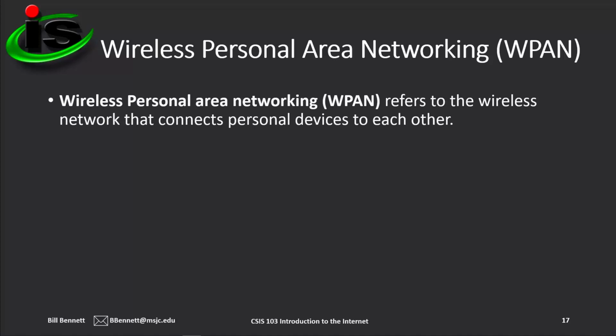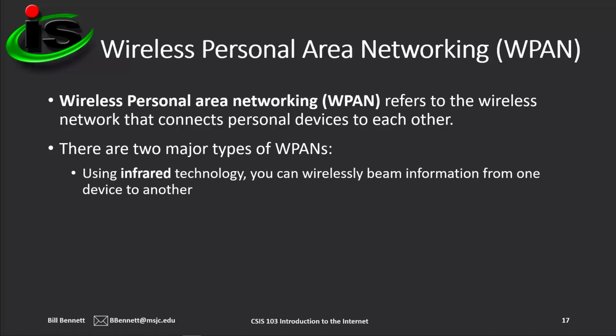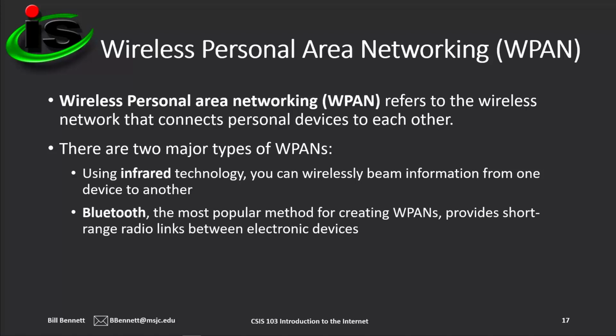Wireless personal area networking refers to the wireless network that connects personal devices to each other, such as a connection between a smartphone and a smartwatch, or between a tablet and a printer. This is in contrast to personal area network or PAN devices, which are connected using cables and technologies like USB. Although others exist, like Zigbee, NFC, and wireless USB, there are two major types of WPAN devices. Infrared, where you can wirelessly beam information from one device to another, with TV and DVR remotes being the most common examples, and Bluetooth, which provides short-range radio links between electronic devices.